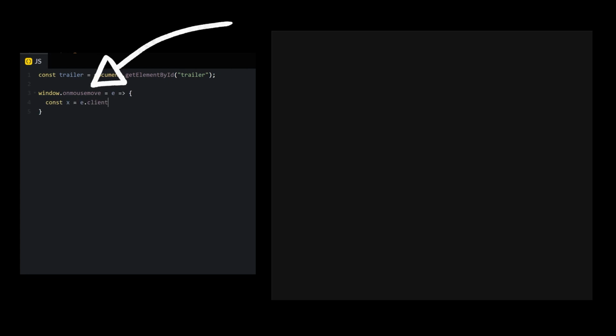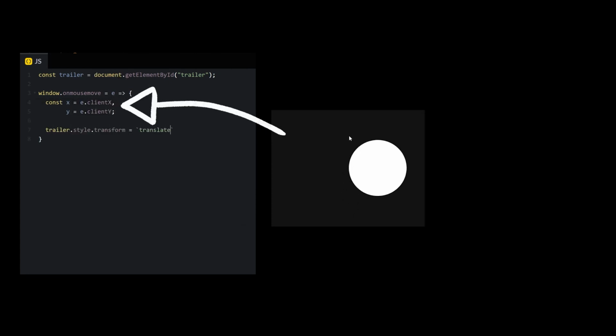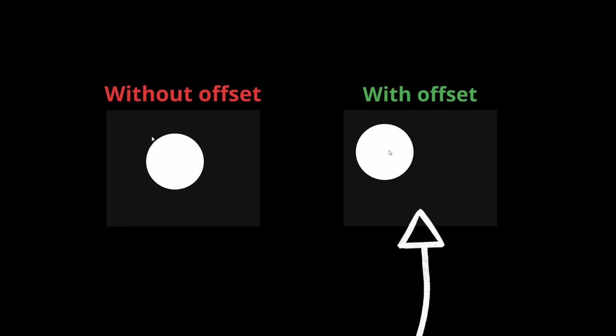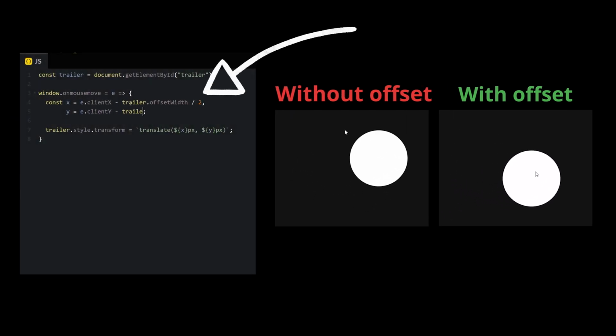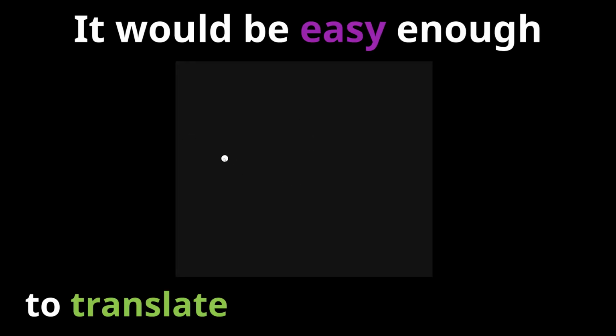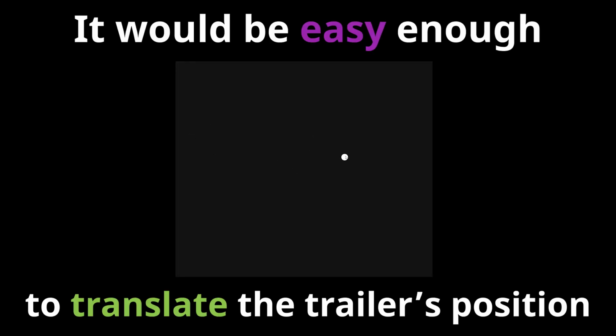We'll listen for any mouse movements and grab the corresponding X and Y positions. Since we want our mouse trailer to be centered when it stops, we can offset these positions by half the width and height of our trailer. Now, it would be easy enough to simply translate the trailer's position to the mouse's position, but that seems rather boring. Instead, it would be more interesting if our mouse trailer actually lagged behind by a short distance.